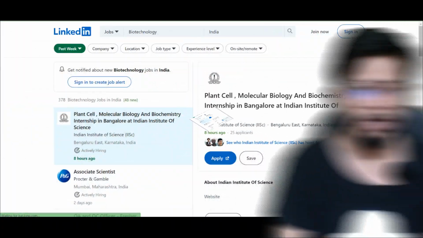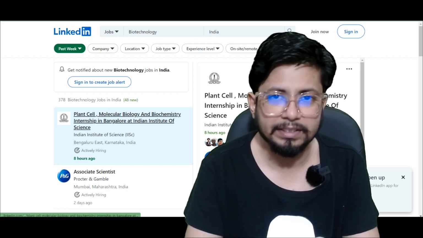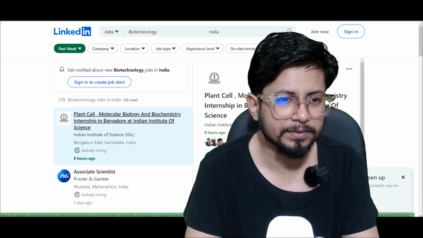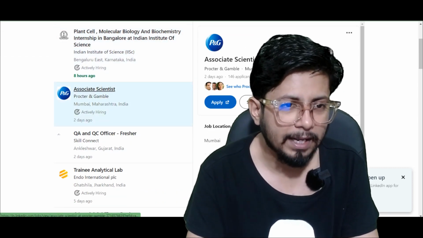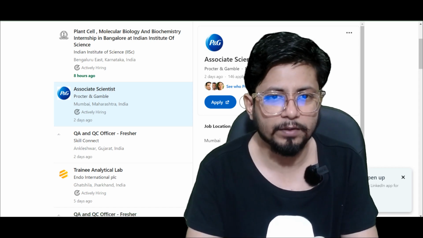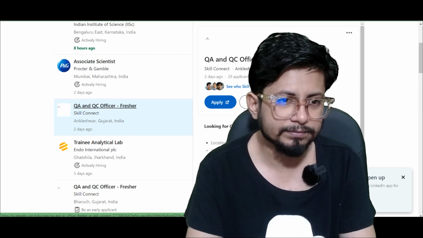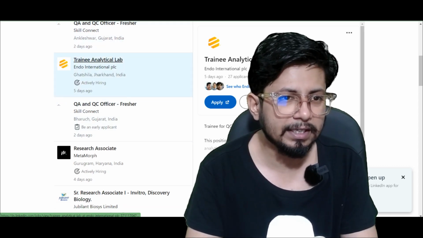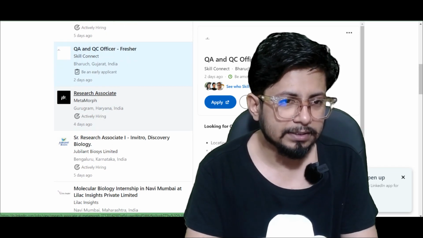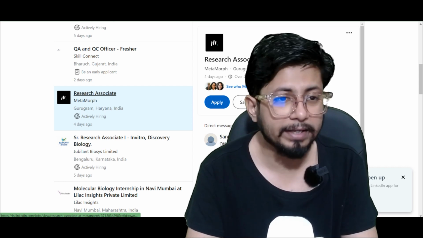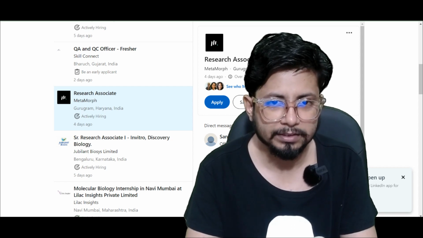Now you can see all the jobs listed here in LinkedIn, posted within a week. You can see a plant cell, molecular biology and biochemistry internship at IISc, Bangalore. This is one job. Procter & Gamble needs an associate scientist; you can see 146 applicants already applied. A QCQA officer fresher is needed in Gujarat. We have a trainee analytical lab at Endo International PLC in Jharkhand, India. Then Metamorph is requiring a research associate, hiring in Gurugram, posted 4 days ago, and you can see over 200 applicants.